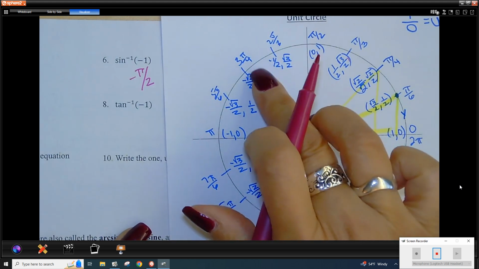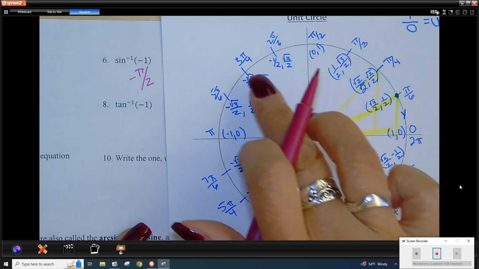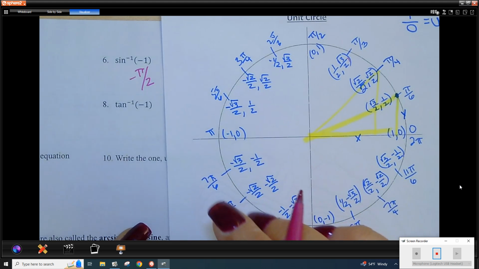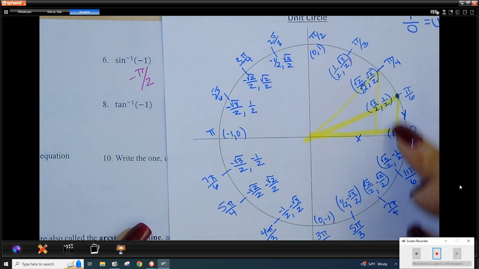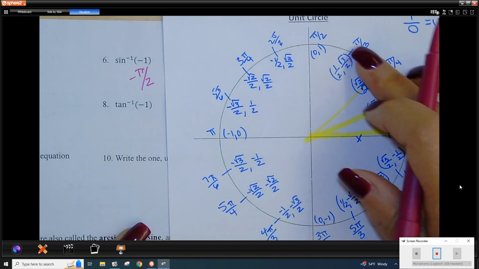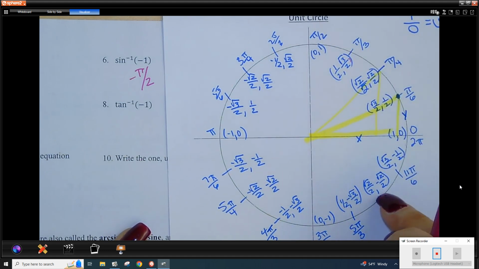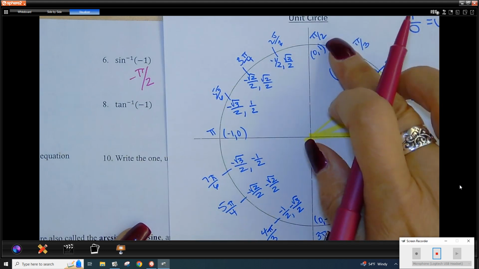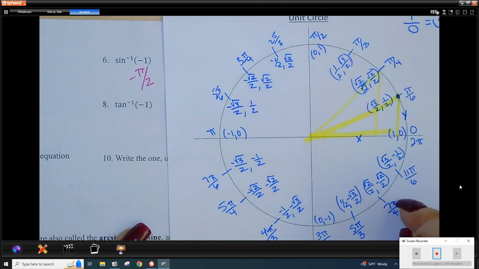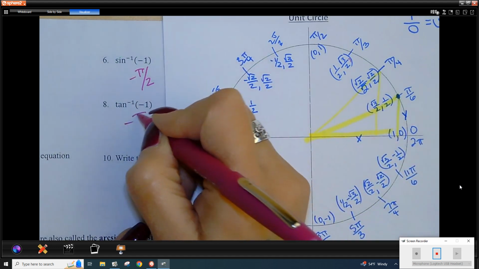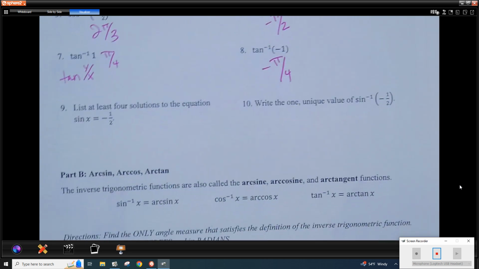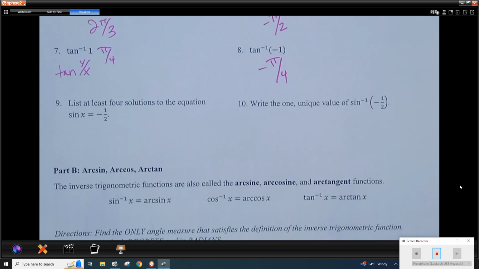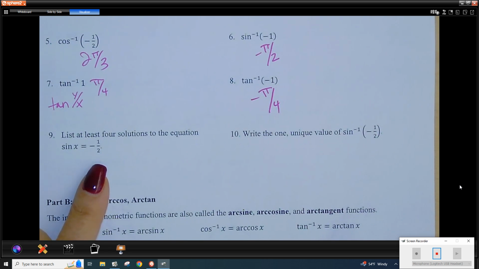So this one is within 0 to pi, no, tangent is over on this side. I'm sorry, I was doing cosine, but with cosine you don't divide. Tangent's over here. This one is within there, but we use the negative value because it's from pi over 2 to negative pi over 2. So this is negative pi over 4. Okay, so there are at least 4 solutions in the circle where it's negative 1/2.